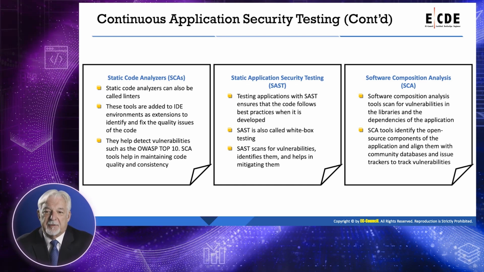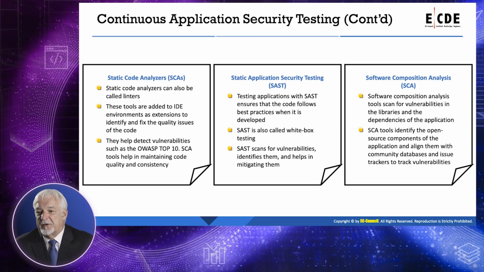Then we have static application security testing. Testing applications with SAST ensures that the code follows best practices when it is developed. SAST is also called white box testing because we actually see the application. It's open to us. We see what's inside and how it functions. SAST scans for vulnerabilities, identifies them, and helps in mitigating them. Typically, you have recommendations that come out of your SAST tools.